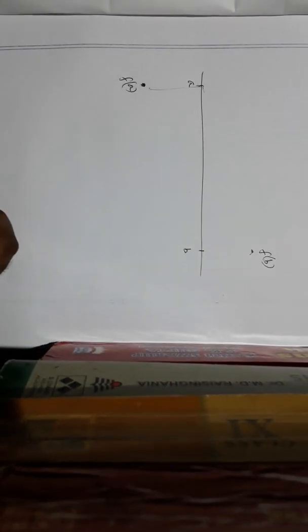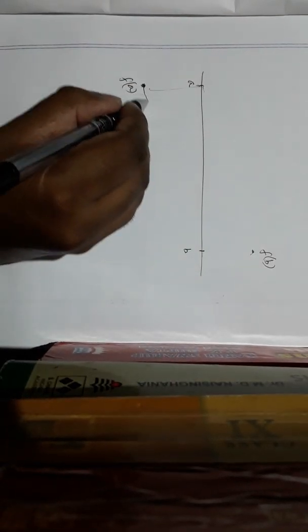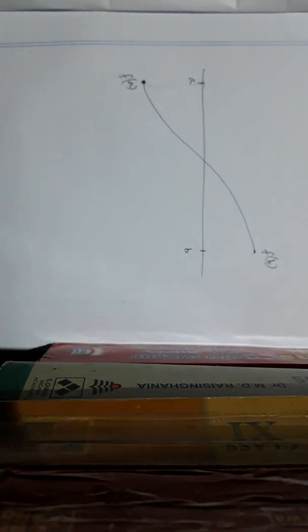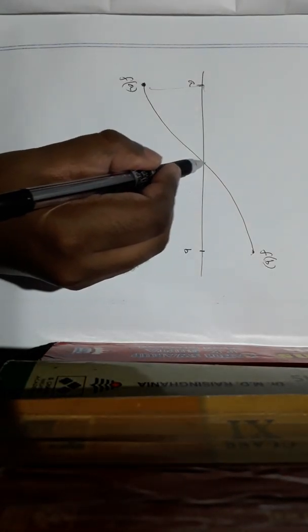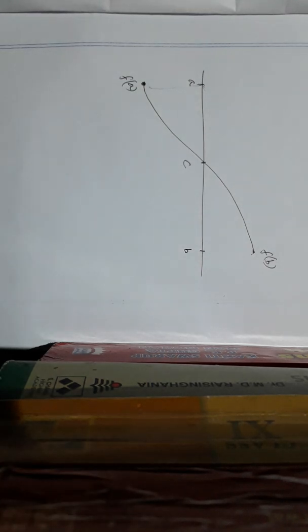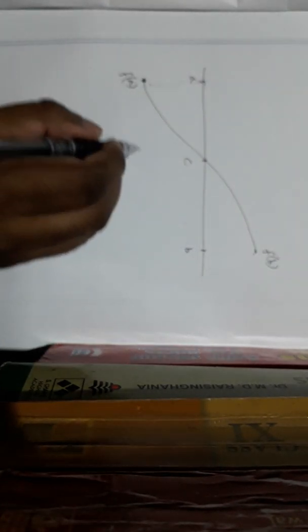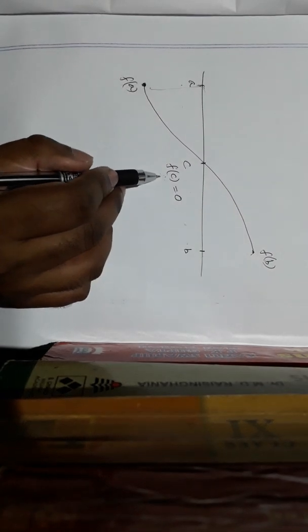We know that the function is continuous, so you draw a continuous curve from here to here. At least at one point it will cut the x-axis, and the point where it cuts the x-axis is the root. I'm denoting this point as c. So c is lying between a and b, and f(c) is equal to 0. So c is called the root of f(x).